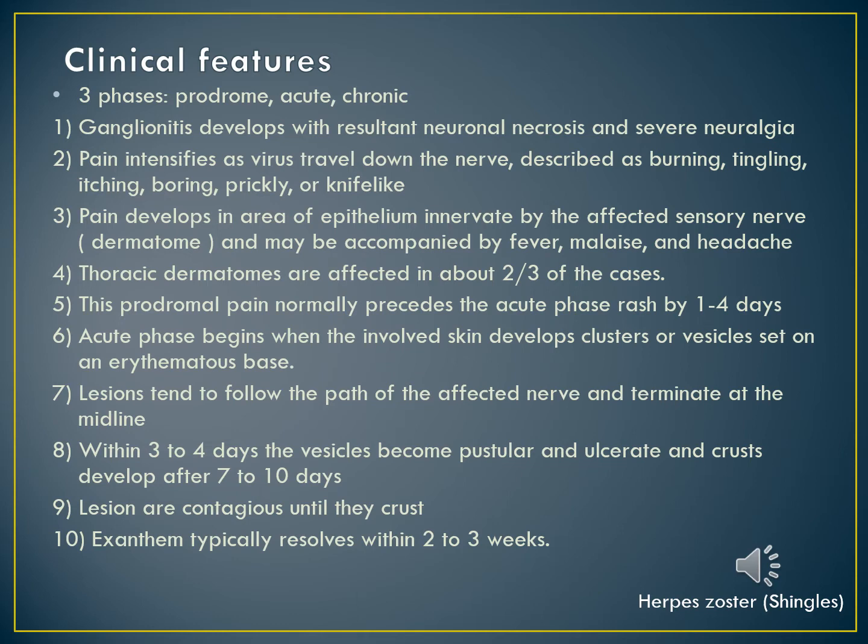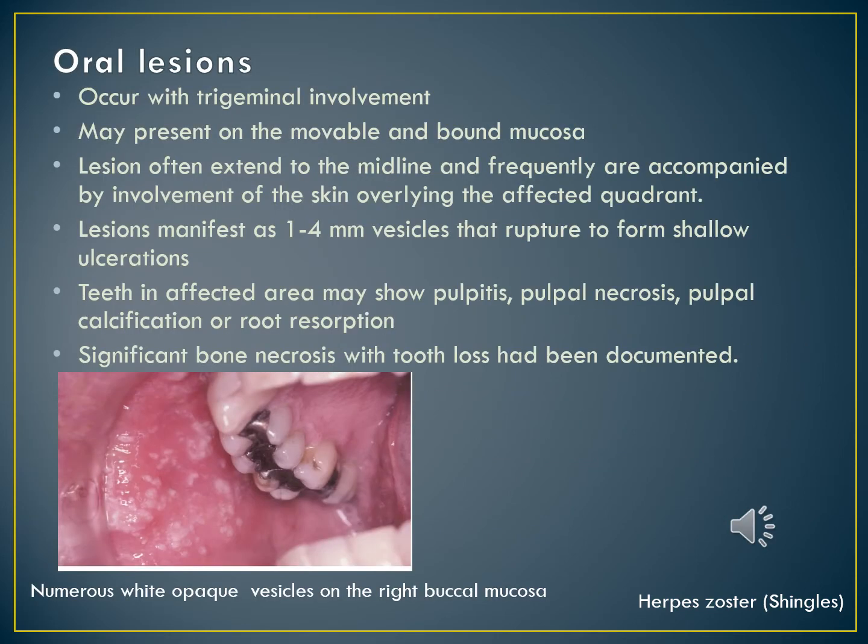Within 3 to 4 days, the vesicles become pustular and ulcerate, and crust develops after 7 to 10 days. The lesions are contagious until they crust. Exanthem typically resolves within 2 to 3 weeks. The oral lesions of herpes zoster occur with trigeminal involvement. It may present on the movable and bound mucosa. Lesions often extend to the midline and are frequently accompanied by involvement of the skin overlying the affected quadrant.